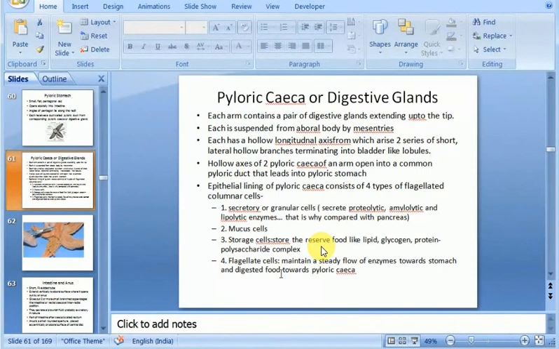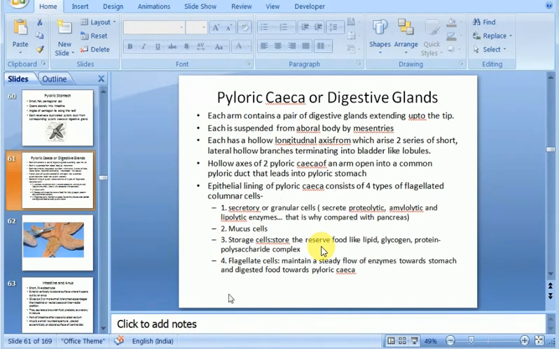Flagellated cells are present in different rows. One row of cells maintains the steady flow of enzymes from the gland towards the stomach, and the opposite flow is when the digested food moves towards the pyloric ceca. So flagellated cells maintain the current for the flow of substances. This is the fine tissue composition of the pyloric or digestive glands.